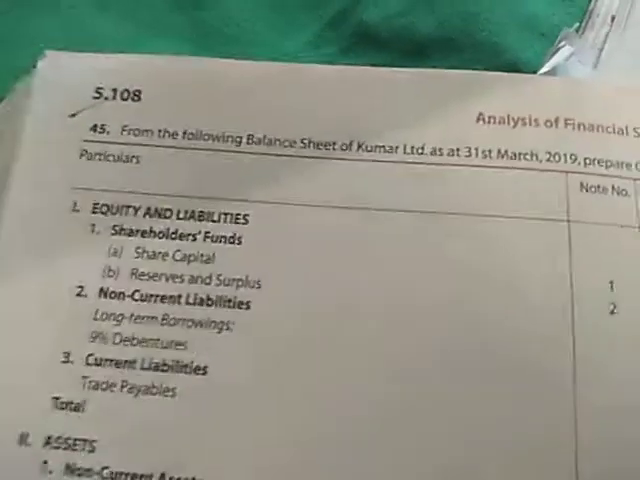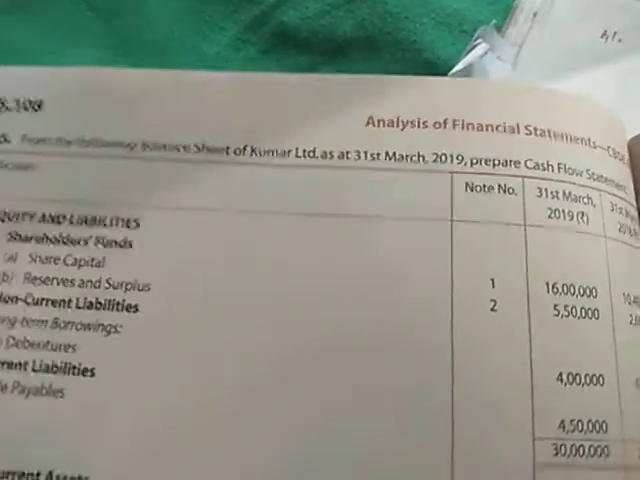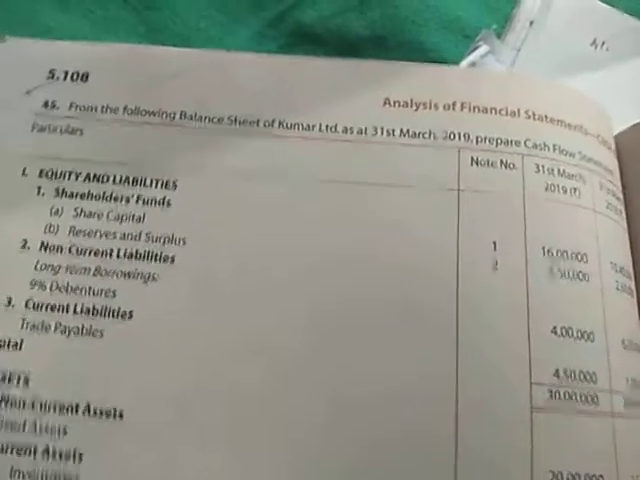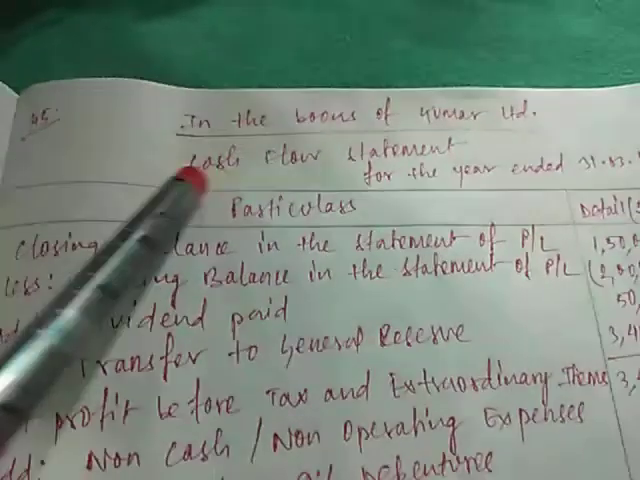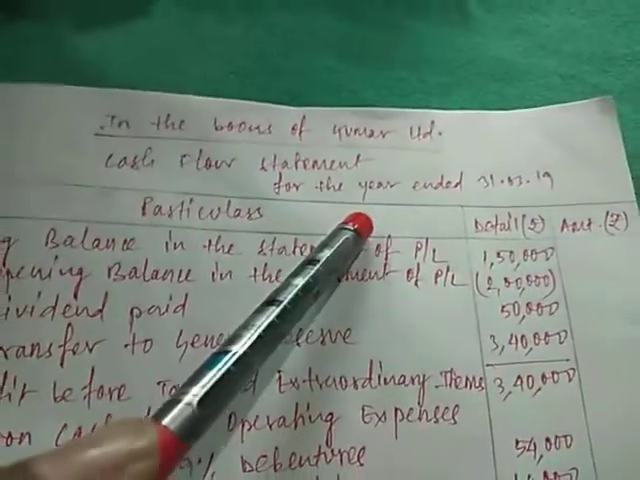Question number 45, that is, from the following balance sheet of Kumar Limited as at 31st March 19, prepare cash flow statement. We need to prepare the cash flow statement for Kumar Limited. So this is the solution for question number 45. In the books of Kumar Limited, cash flow statement for the year ended 31st March 19.